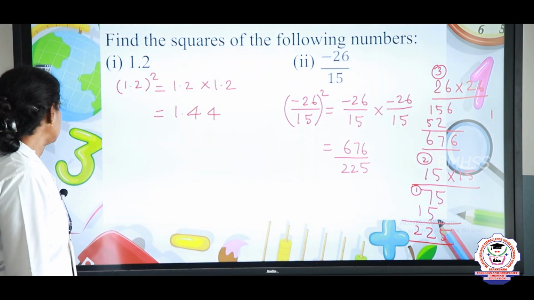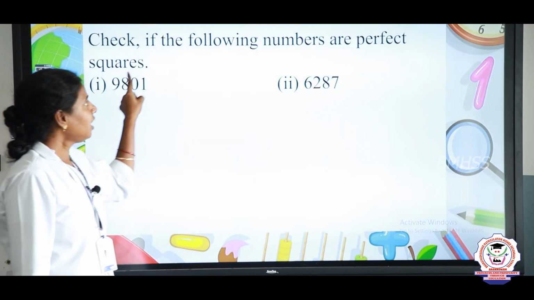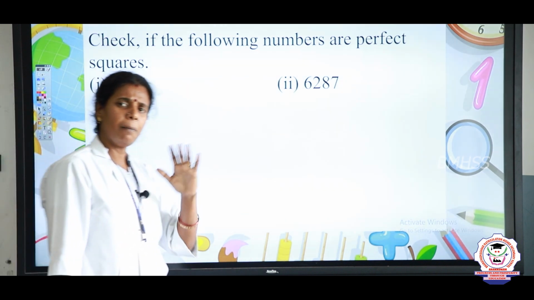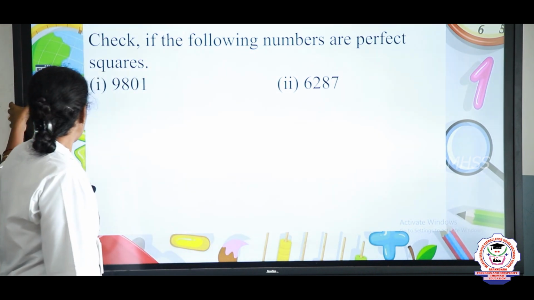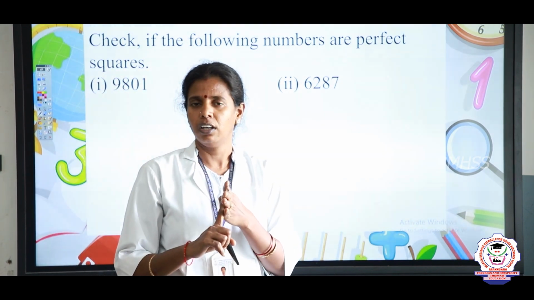And the next one is, check if the following numbers are perfect squares. I told you when it will be a perfect square, right? The numbers which end by 2, 3, 7 and 8 are not perfect squares.